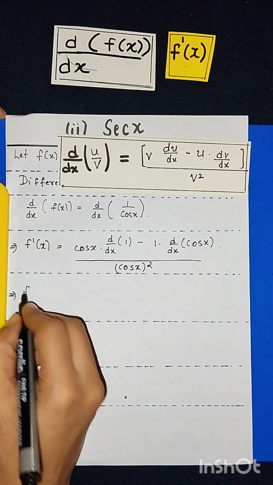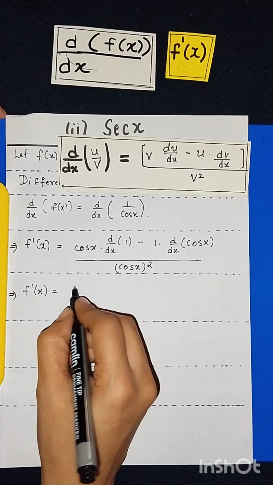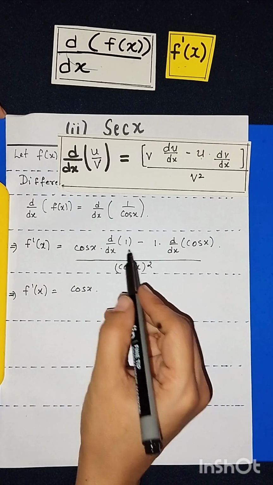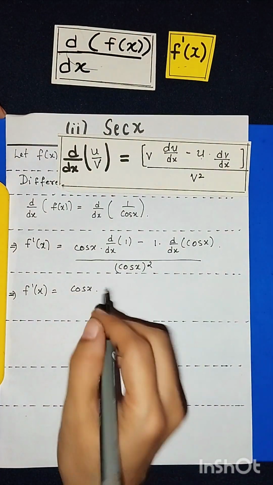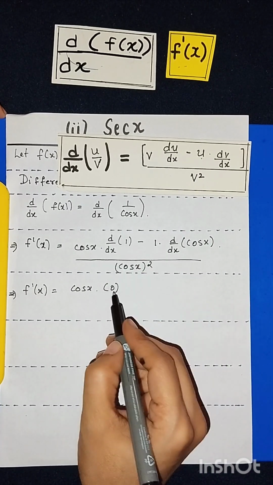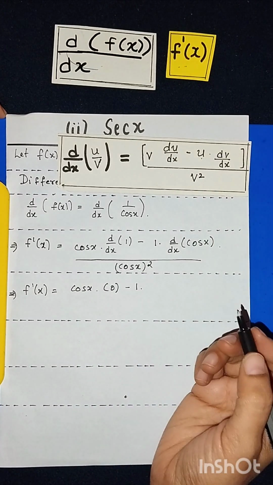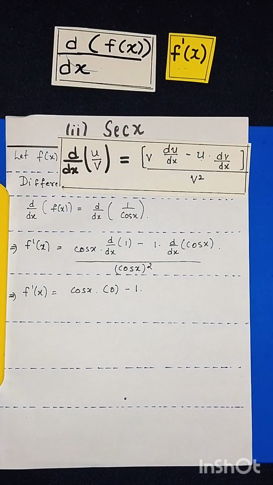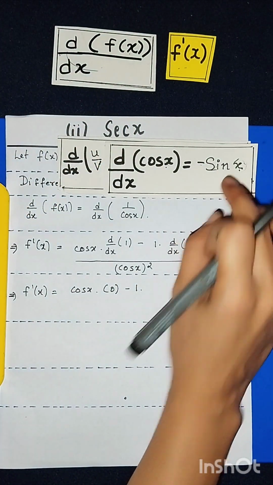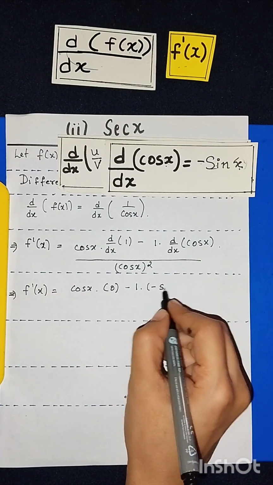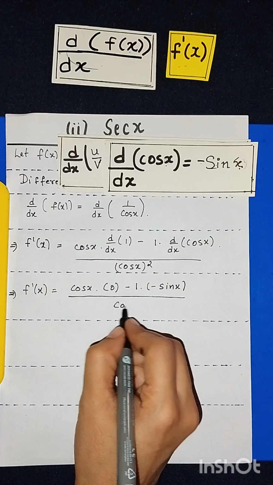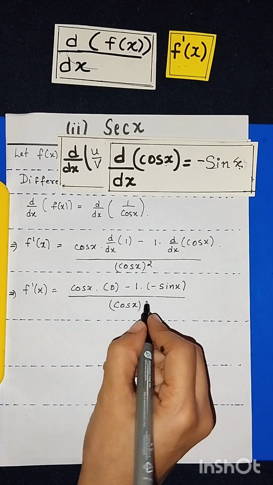Now this implies f dash of x is equal to cos x into the derivative of 1, which is the derivative of a constant, so it is 0. So the derivative of a constant value will be 0, minus 1 into d by dx of cos x. d by dx of cos x is minus sin x. So you will get minus sin x divided by cos x the whole square.